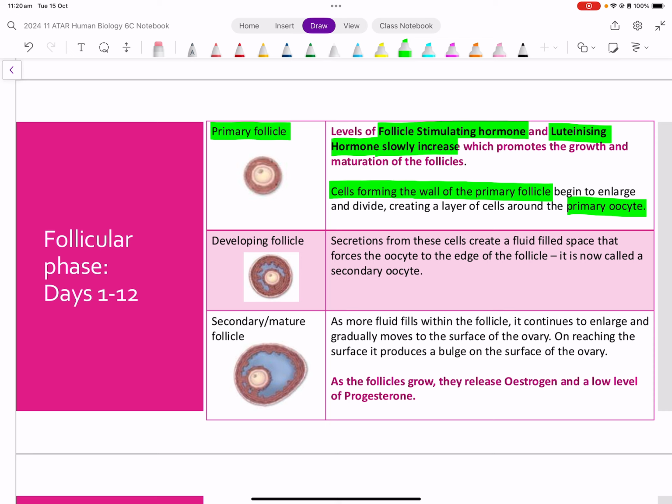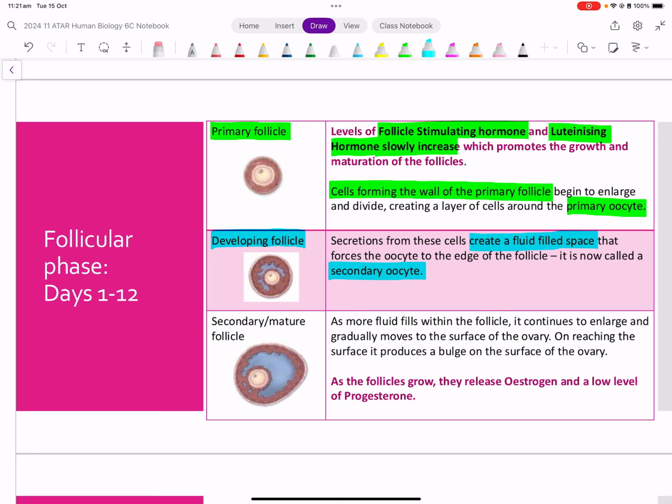So once that primary follicle has grown, has matured a little bit, we then start talking about this thing known as the developing follicle. Now, in terms of the developing follicle, the key thing that helps us to recognize a developing versus a primary follicle is the beginning of some creation of fluid-filled space. And what that does is it slightly pushes that oocyte over to the edge of this developing follicle. And at this stage, we can call that oocyte a secondary oocyte.